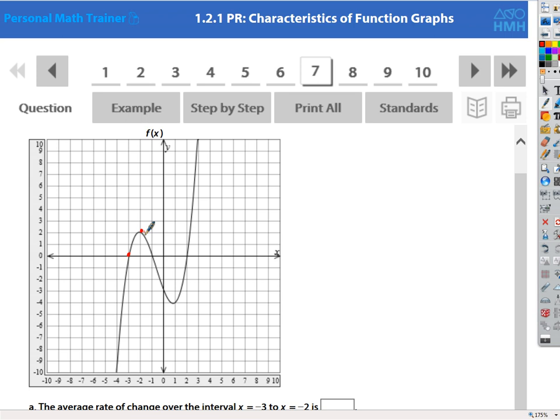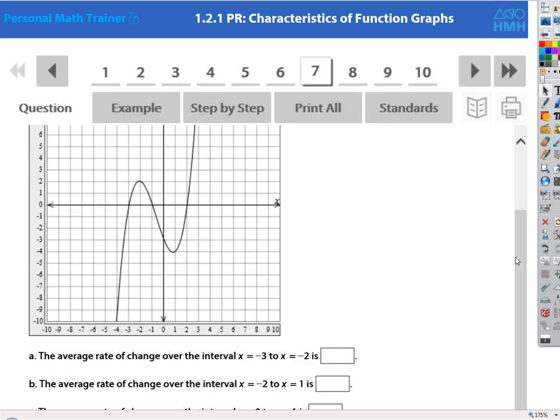So what am I doing? From there to there, I am rising by 2, and I'm running by 1. So the slope is 2 over 1, which simplifies to 2. Okay, make sense? So for this one we just get 2. Let's do maybe one more.